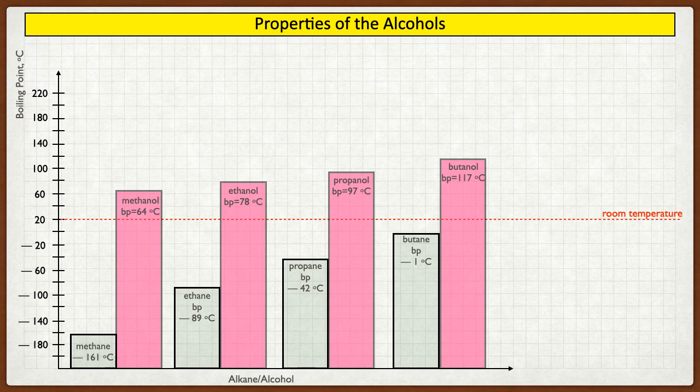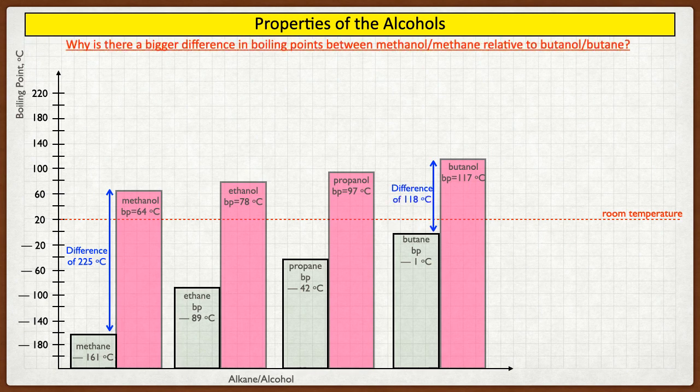Now you'll notice that there's something happening here. If you look at the difference between methane and methanol, the boiling point difference is 225 degrees Celsius. Whereas if you look at butane and butanol, the difference is much less. It's 118 degrees Celsius. So why is the difference much less when we look at butane relative to methanol and methane? Well, the reason is because in butanol, the hydrogen bonds are much weaker.